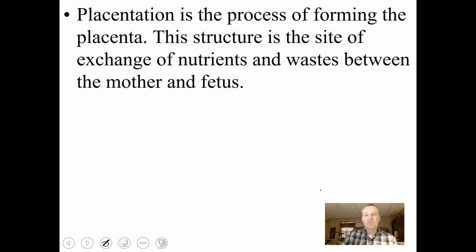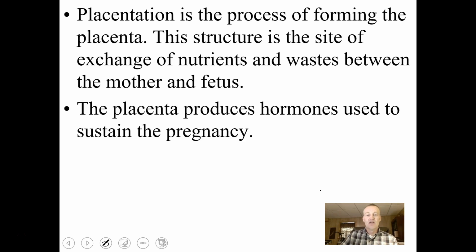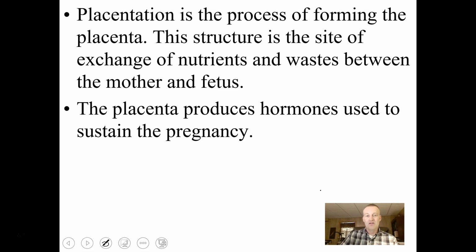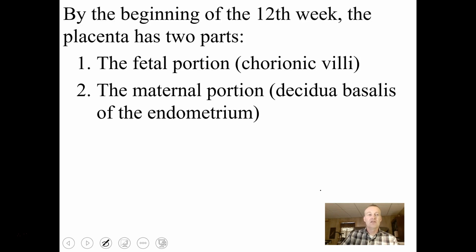Placentation is the process of forming the placenta. This structure is the site of exchange of nutrients and waste between the mother and the fetus. The placenta produces hormones used to sustain pregnancy. So that placenta, again, keeps the pregnancy from being shed because a menstrual cycle forms.